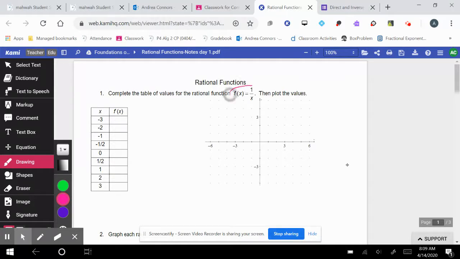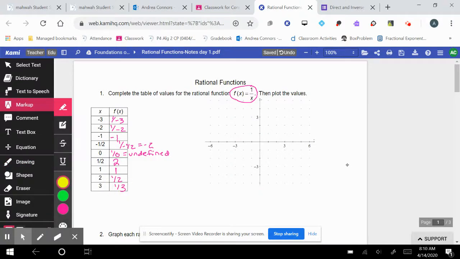A rational function, and this is an example of one, just means that you have x in the denominator. In Algebra 2, we're always going to have 1 on top. That's your vertical stretch, so it'll always have a vertical stretch of 1. If I plugged in -3 for x, it'd be 1 over -3, 1 over -2, -1, because 1 divided by -1 is -1. And when you do 1 divided by -1/2, you actually get -2 there. And 1 divided by 0, we've learned before, is called undefined. 1 divided by 1/2 is 2, just like we did up here. 1 divided by 1 is 1, 1/2, and 1/3.